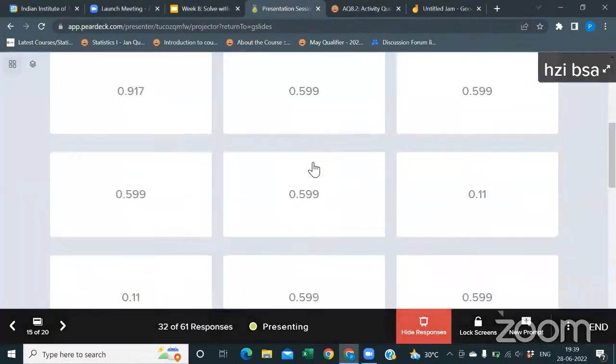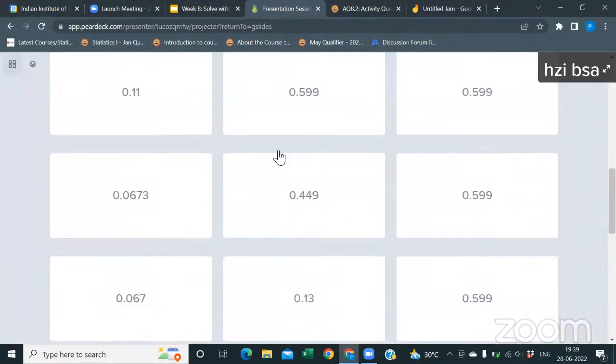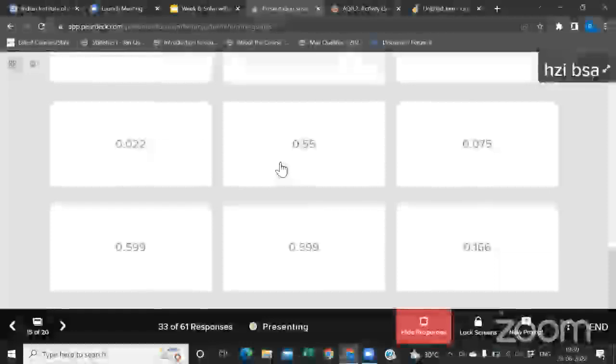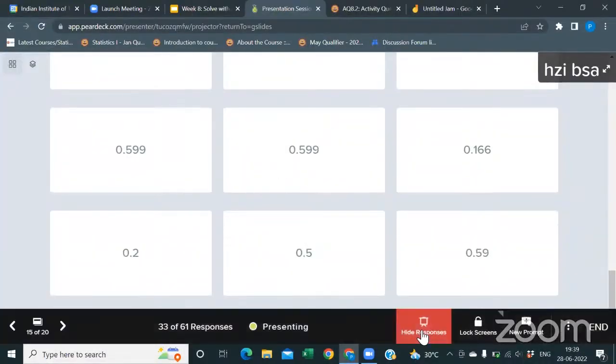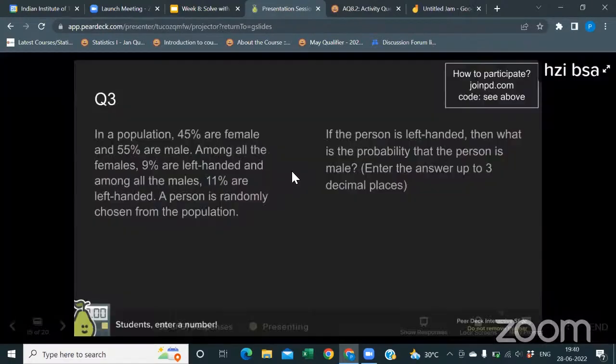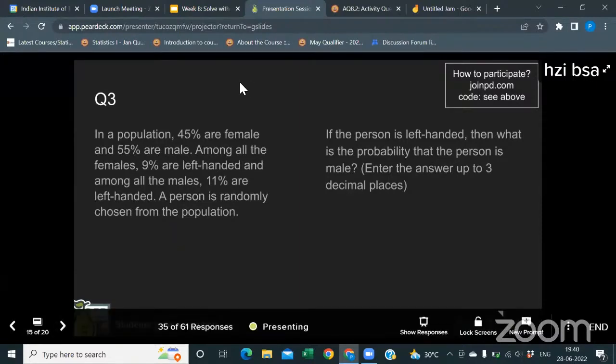0.59, 0.59, 0.11, 0.0673, 0.13 as well, 0.55. Okay, see, which method is applied here? Bayes rule. Bayes theorem. Yes, I tried that. So it's like probability of male given lefty is probability of left given male times probability of male, divided by probability of left, right?